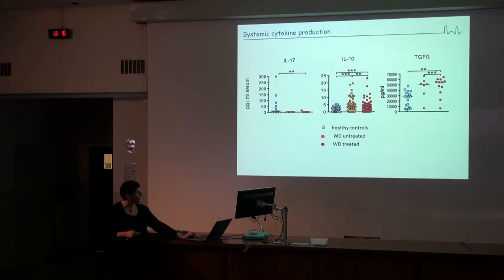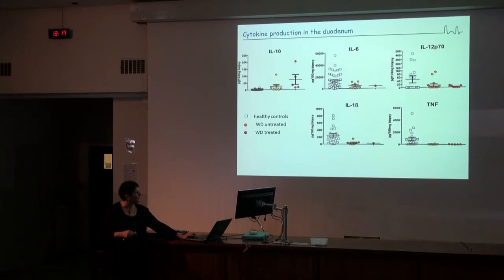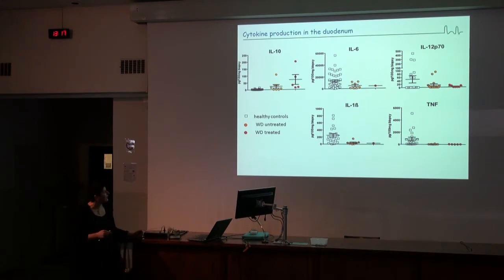We see a dramatic increase in the IL-10 concentration in the serum of Whipple's disease patients before treatment and after treatment, and we see an enhanced expression of TGF-beta in the serum of Whipple's disease patients. And the same is true for the duodenal mucosa. When we look for secretion of cytokines, we see that the duodenal samples of Whipple's disease patients produce enhanced levels of IL-10, and they do not produce enhanced levels of inflammatory cytokines like IL-6, IL-12, IL-1 beta, or TNF-alpha.